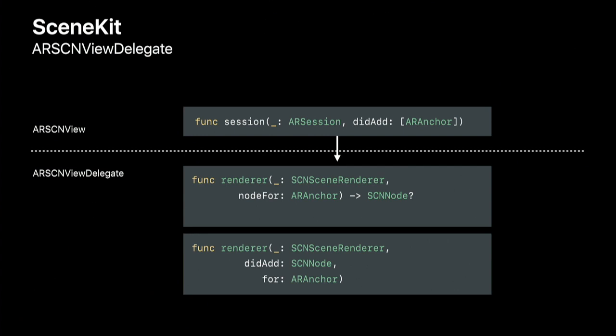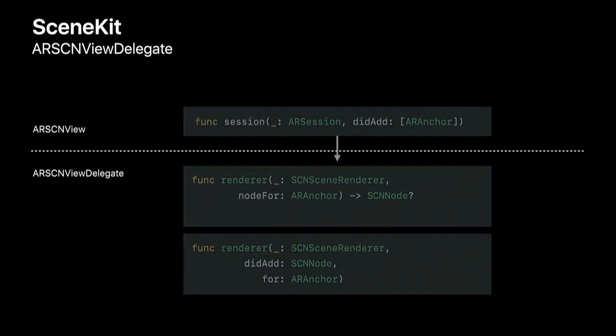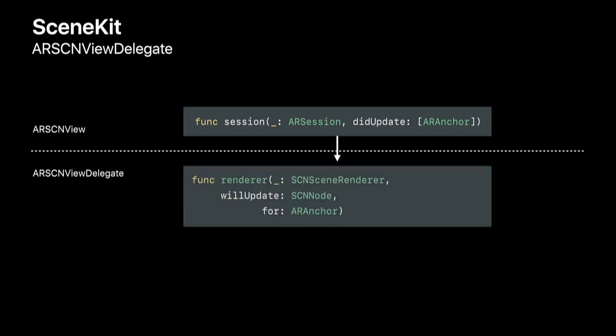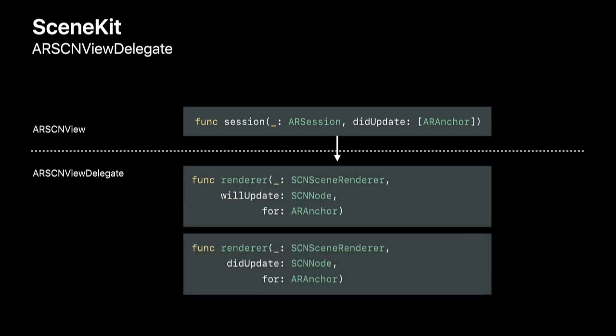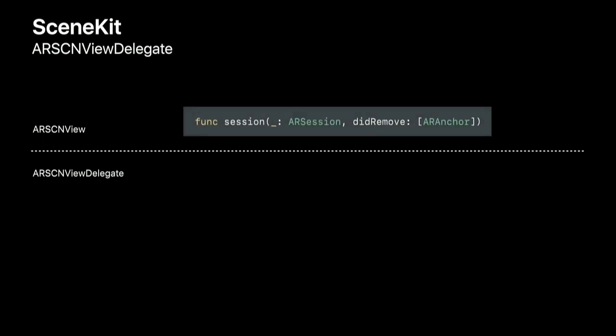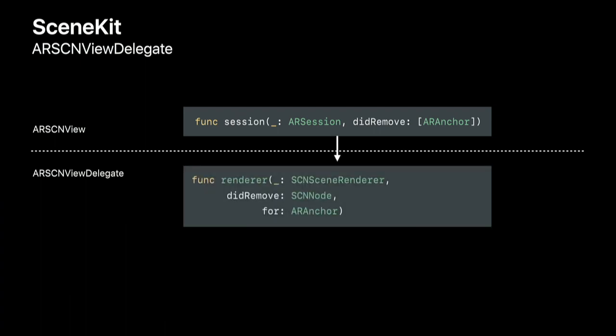The same holds true for whenever a node is being updated. So in that case, the SCNNode's transform will be automatically updated with the ARAnchor's transform, and you will receive two callbacks when this happens. One before we update its transform, and another one after we update the transform. Whenever an ARAnchor is being removed from the session, we automatically remove the corresponding SCNNode from the scene graph and provide you with a callback, renderer didRemoveNode forAnchor. So this is SceneKit with ARKit.